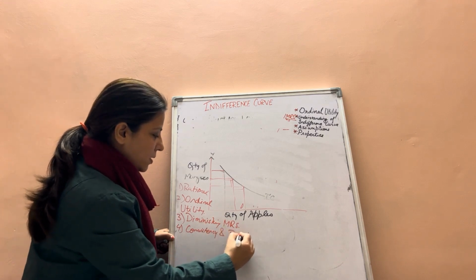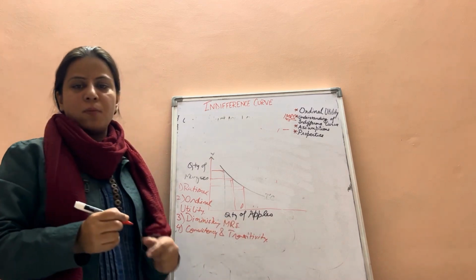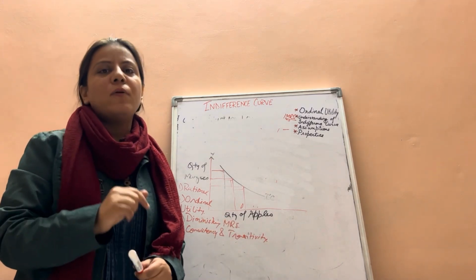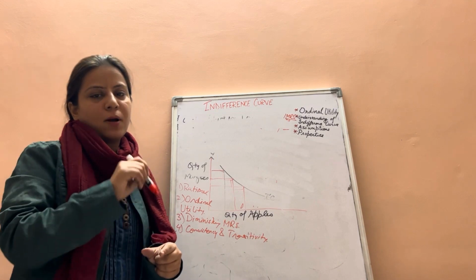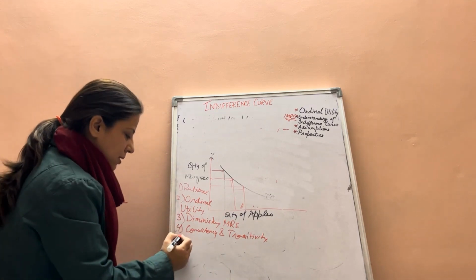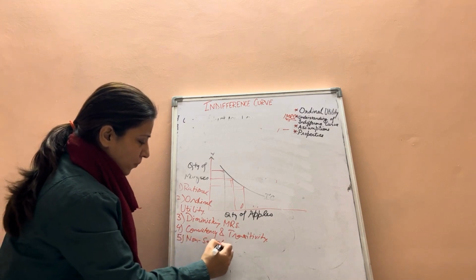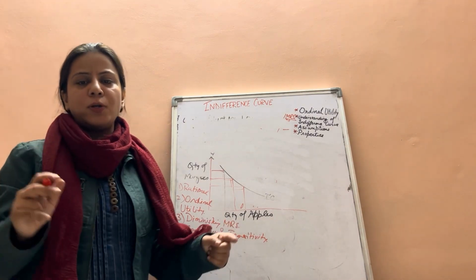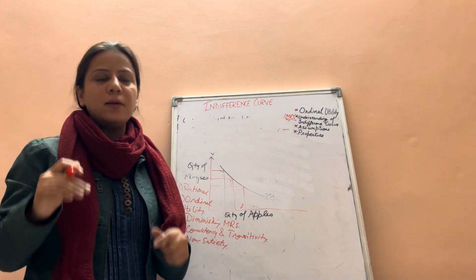Then consumers' choices are consistency and transitivity. If consumer prefers combination commodity A over commodity B and commodity B over commodity C, then he'll always prefer commodity A over commodity C. Then non-satiety. Non-satiety means consumer hasn't yet reached the saturation point of any commodity. That is why he always wants more of any commodity over the lesser one.